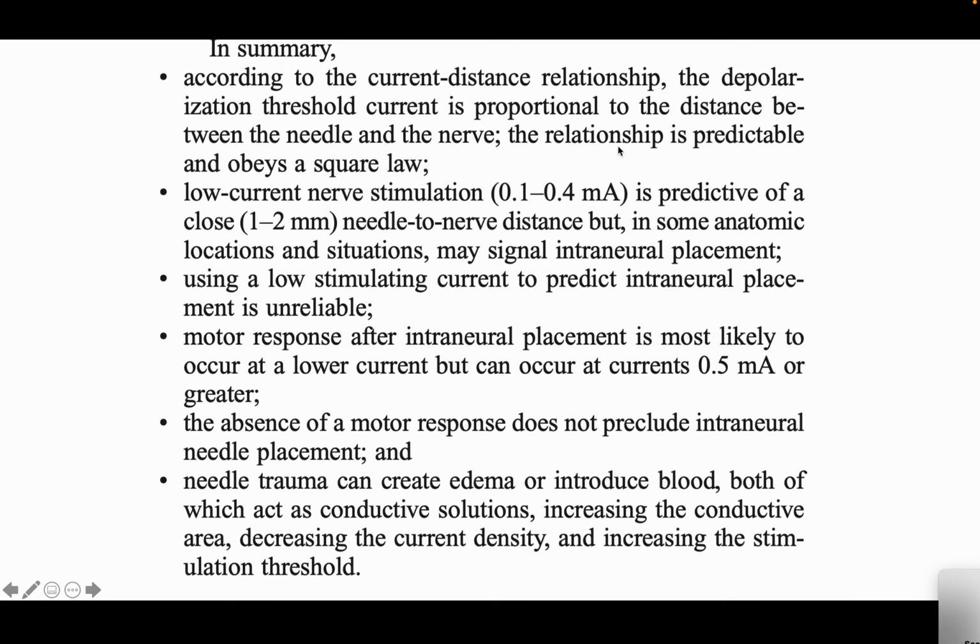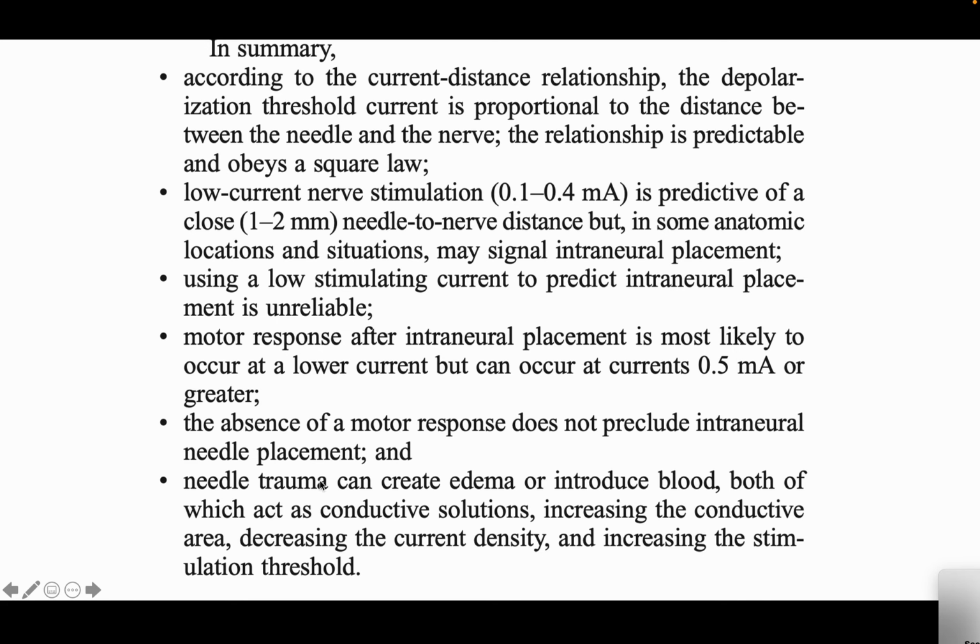our current and twitch. Again, to repeat, the threshold current is proportional to the distance and a base square law, but this is not very sensitive, not very specific. And when you have a low current, it predicts that you are very close, 1-2 millimeters. And when you are less than 0.2, you're very likely inside the nerve. But at the same time, you can be intraneural even if you have current 0.5, and sometimes you might have no motor response despite the fact your needle is intraneural.